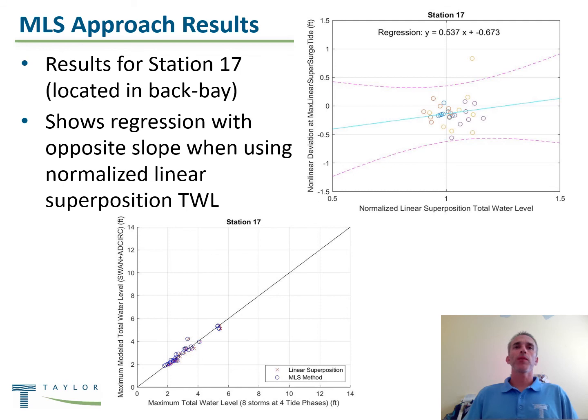We can also create the same plots for station 17. In this case, we get an increasing trend, but with more scatter for the nonlinear deviation versus the normalized linear superposition total water level. And then we can apply that correction for our 32 instances that we have.